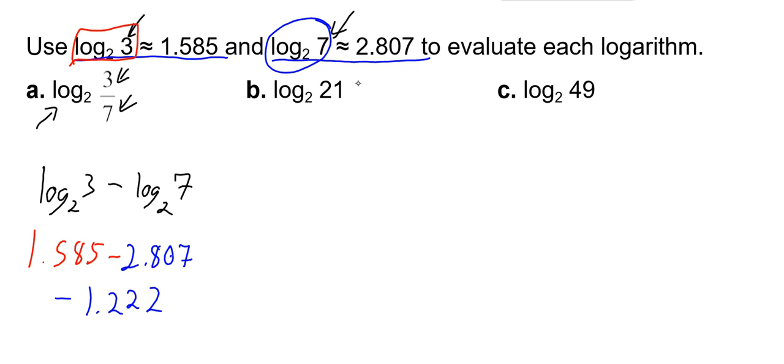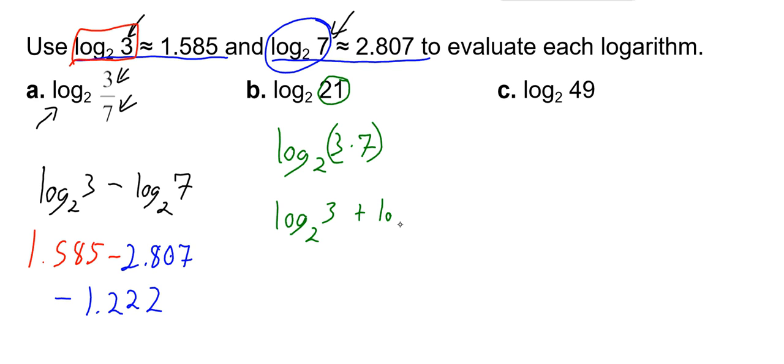Next one, so I'm trying to think, how do I get 221 with 3 and 7? Well, that's multiplication. So I can do log base 2 of 3 times 7. Since it's multiplication, I'm going to expand it and write them as 2 logarithms, but they will be added together.